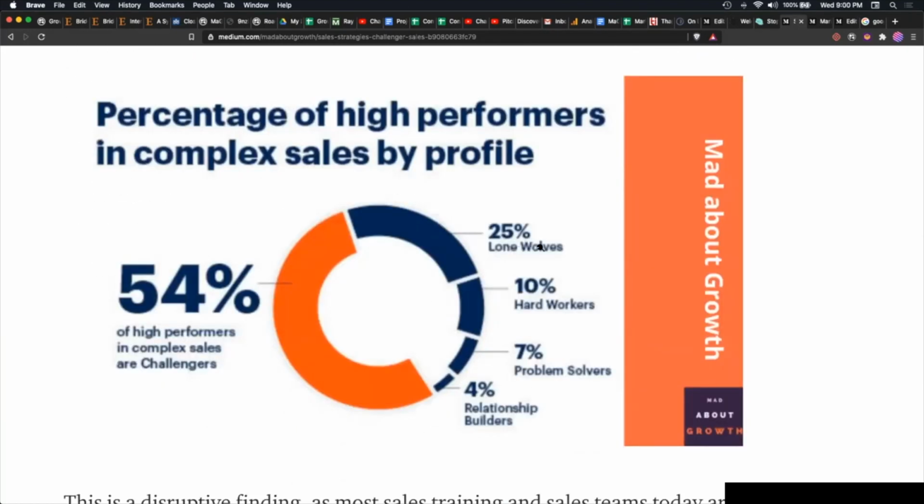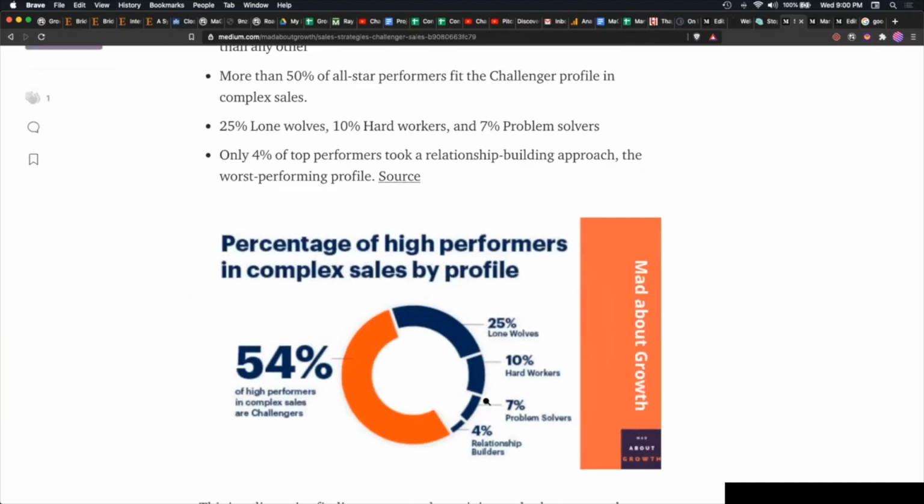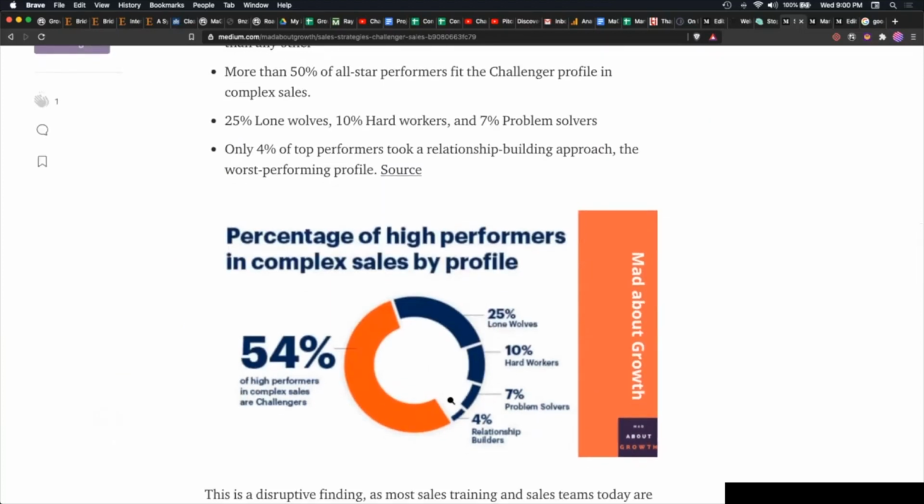Yeah, 25% lone wolves, 10% hard workers, 7% problem solvers, 4% relationship builders. This good morning, good evening doesn't work, people know that. Why are you saying good morning to a customer? You know that you're going to sell something, right? Clearly it shows. Anyway, so this is the challenger approach.